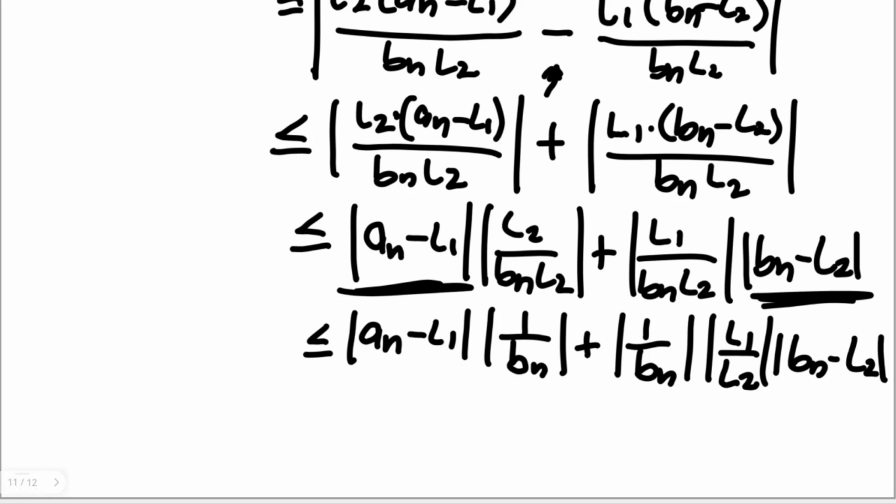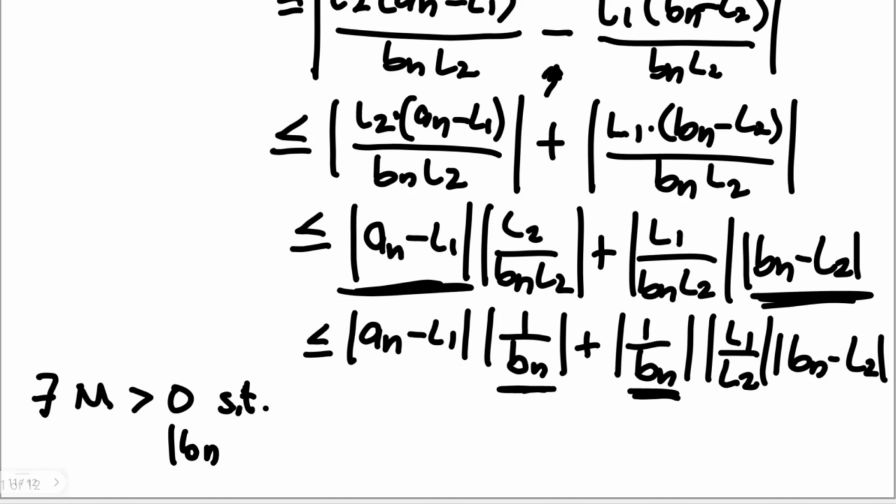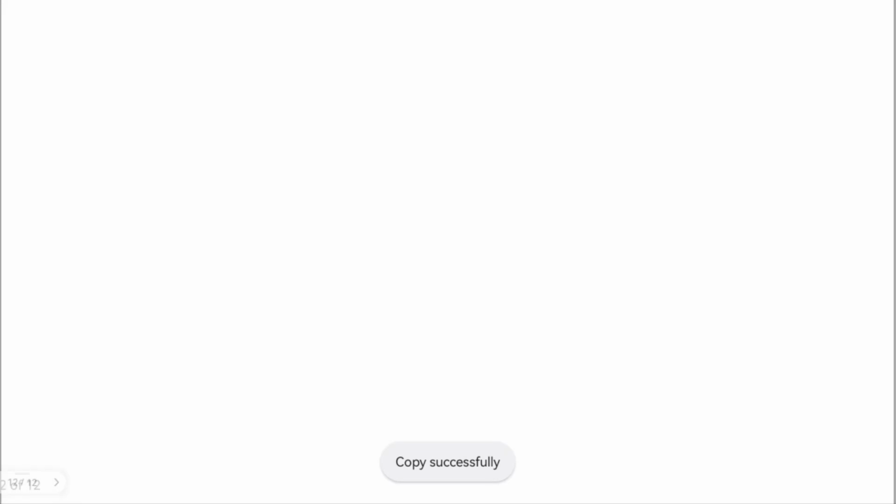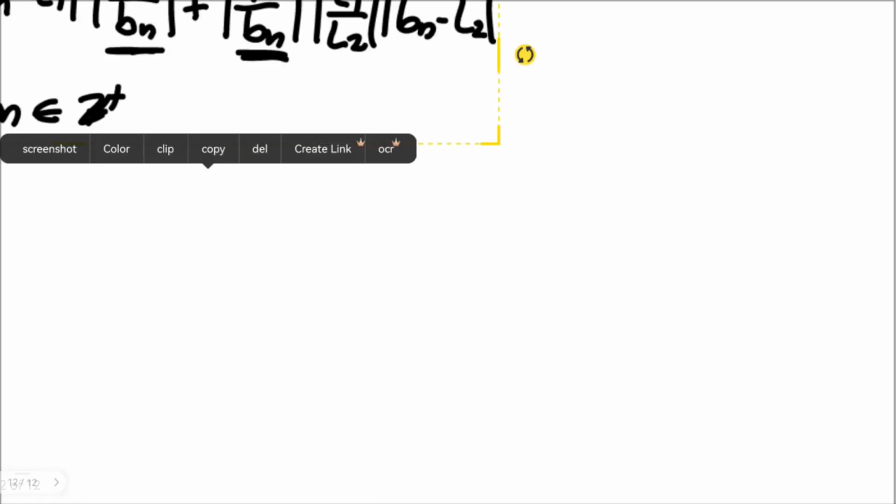We will be using the same concepts as what we did on the product, as we were going to introduce a certain M. Because this is a sequence and this is a sequence, there is a theorem that it's also bounded. So we can reintroduce another constant M, which states that there exists M greater than 0 such that the absolute value of B sub n is less than or equal to M for all n integers. Okay, so with this, let me copy this. I will be moving to the next page because I don't have much space here.